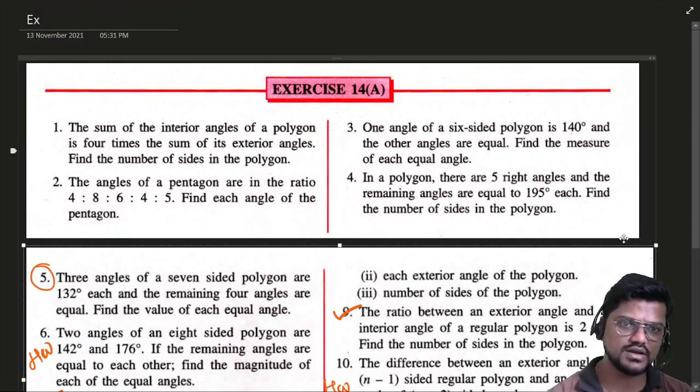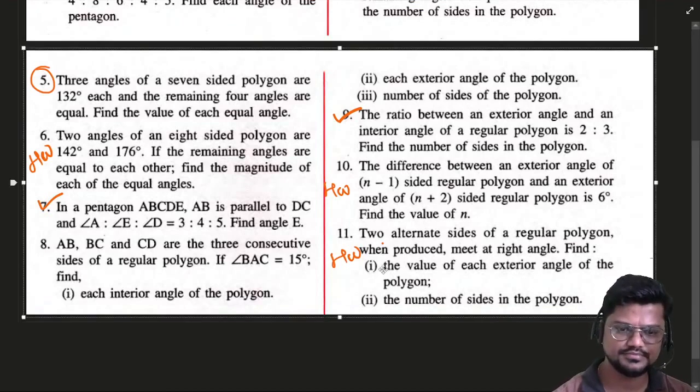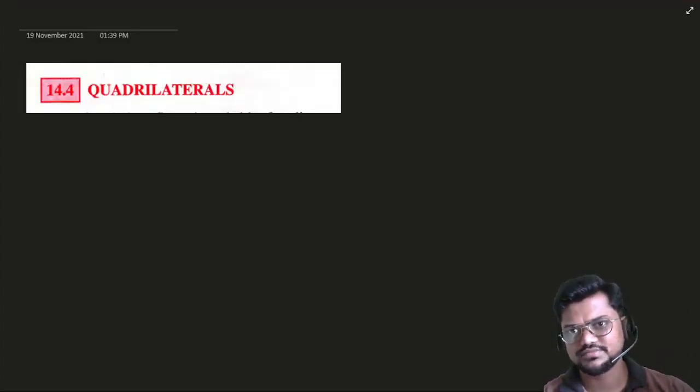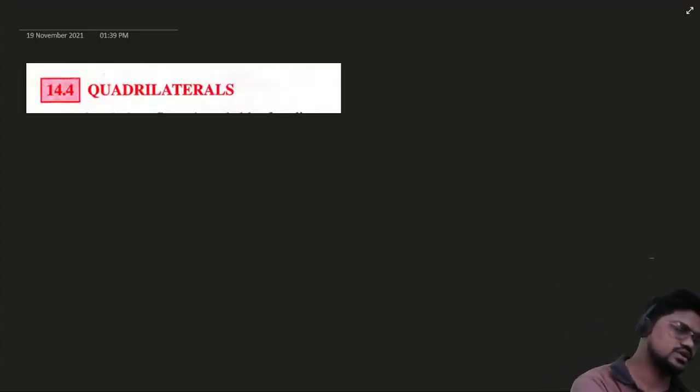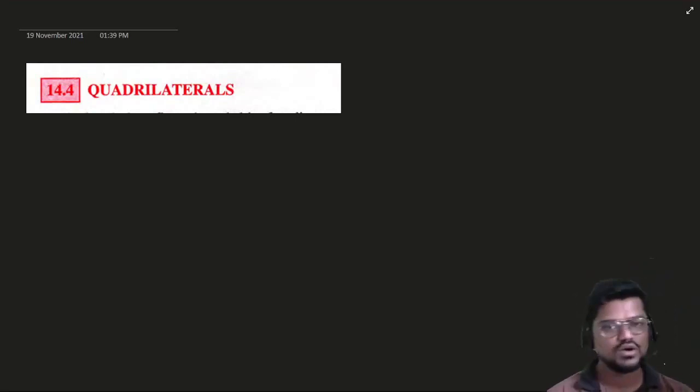So in the last class, we are done with exercise 14A. Now we are going to start with the next part, that is quadrilaterals. What is a quadrilateral? If you join any four lines, whatever figure is formed can be said to be a quadrilateral.